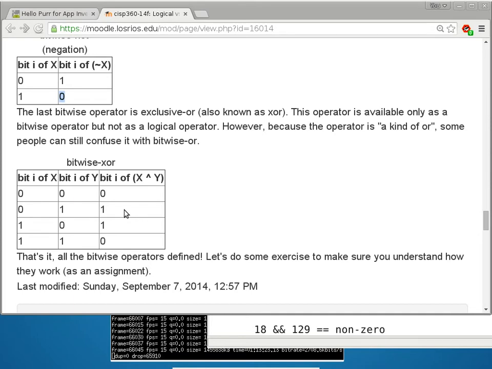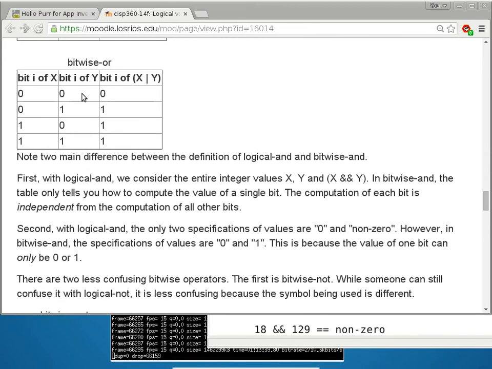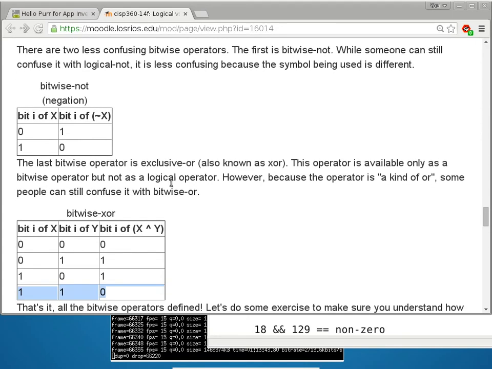Exclusive OR is represented by the caret symbol here, which on the keyboard is Shift 6. And the only difference between this one and logical OR is the last row. 1 exclusive OR 1 is a 0, as opposed to 1 OR 1 is a 1. What's an instance where you would use that? To use exclusive OR? Yeah.